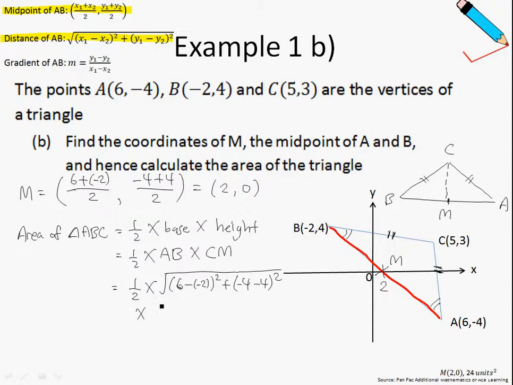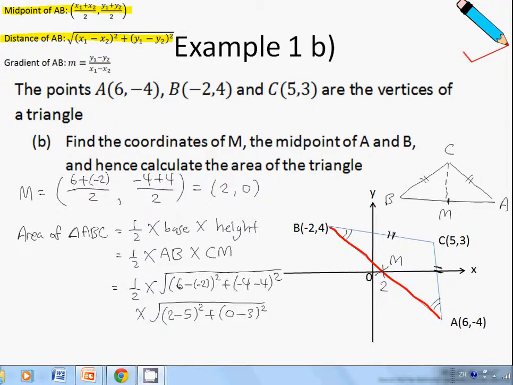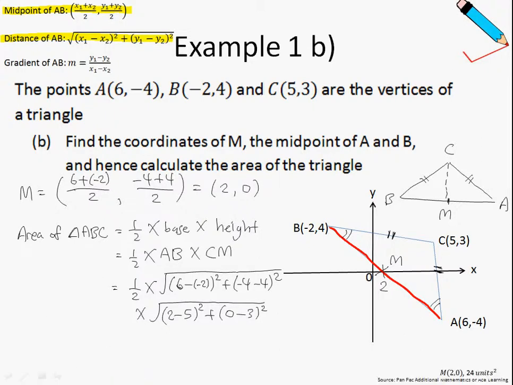Next, I will multiply this by my distance CM. So CM is the x-coordinate of M minus the x-coordinate of C, squared, plus the y-coordinate of M minus the y-coordinate of C, squared. Using my calculator to help me simplify this whole chunk of numbers, I will arrive at 24 units squared. I hope this wasn't too tough for you.